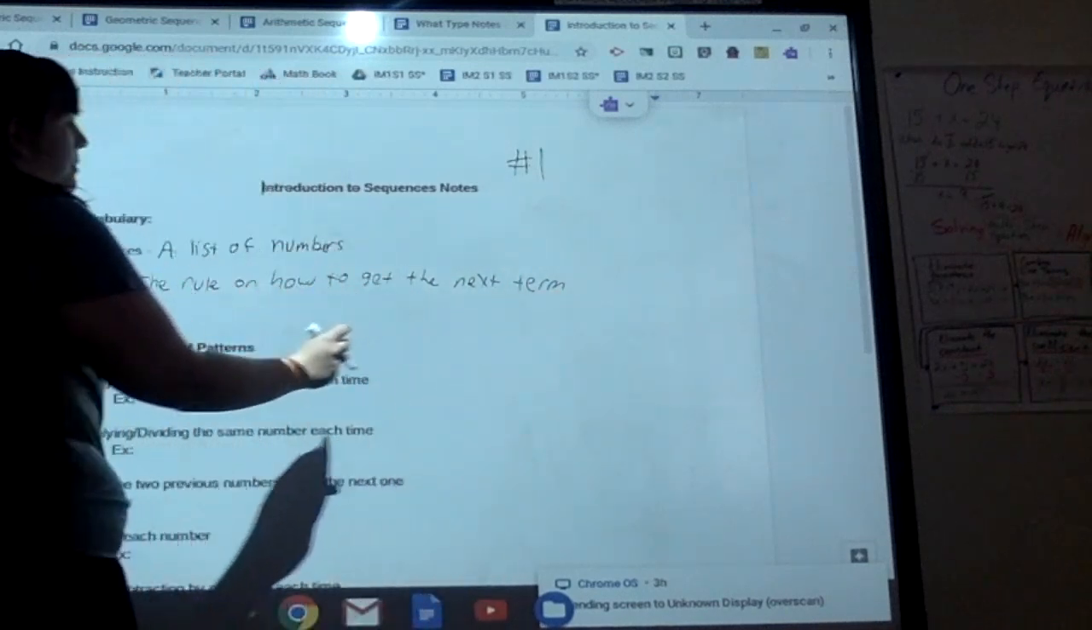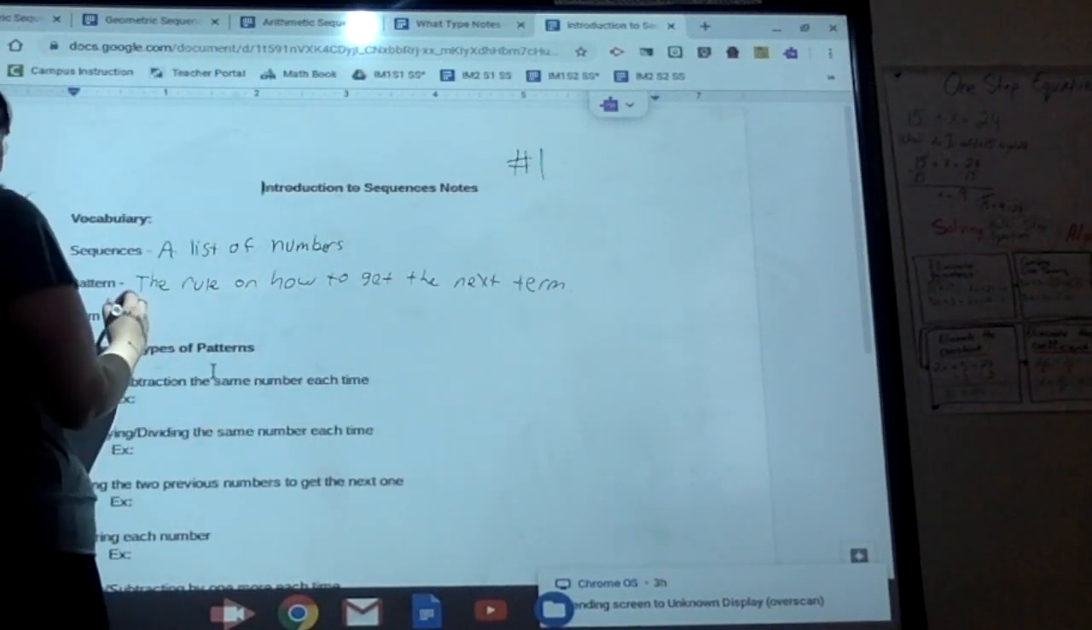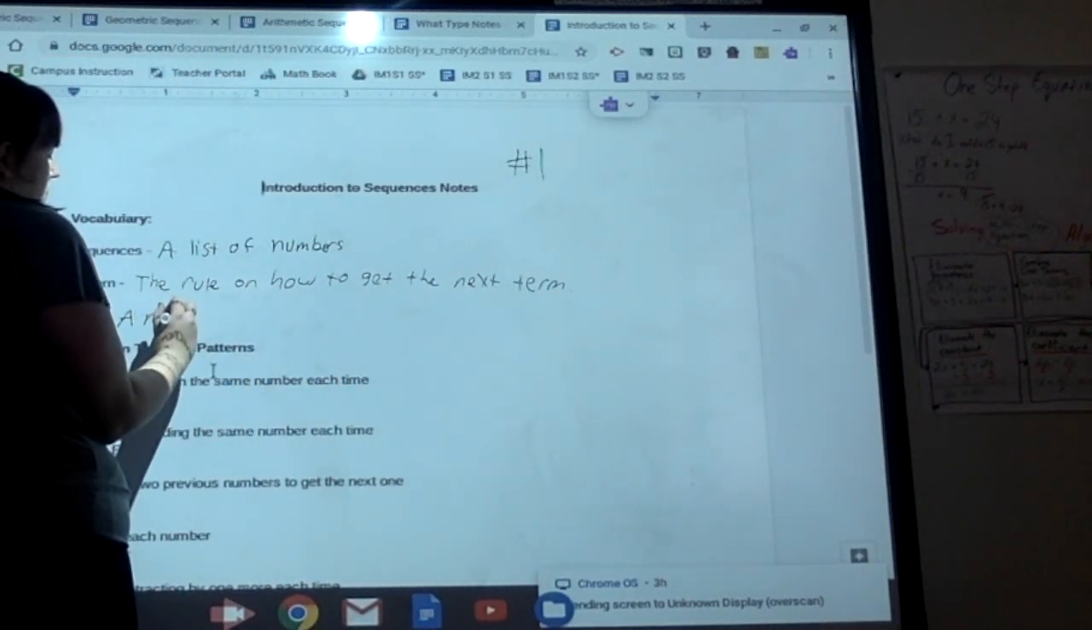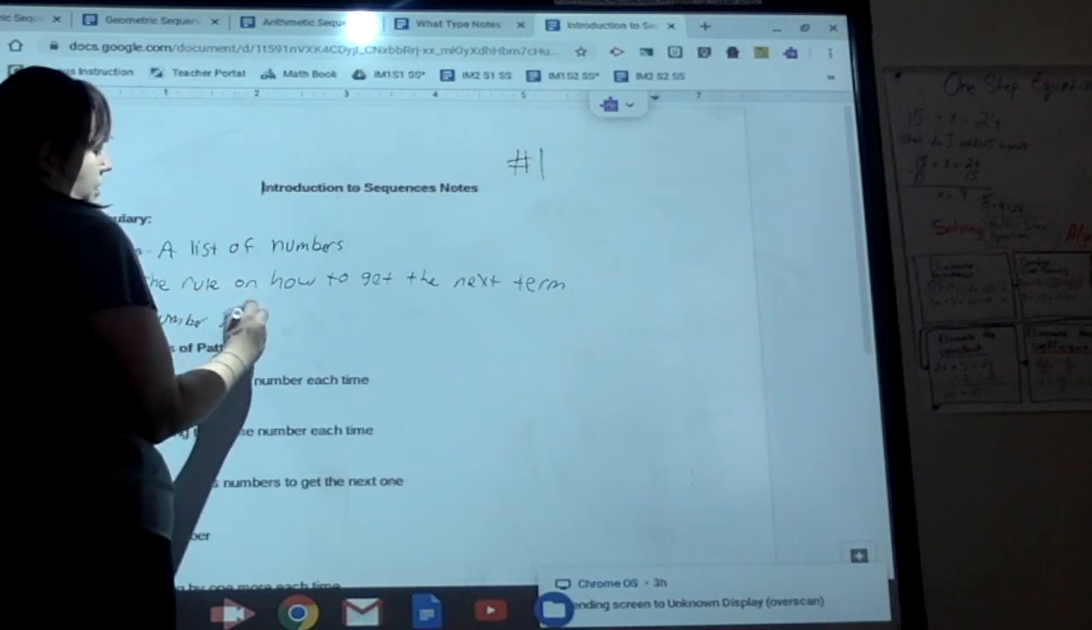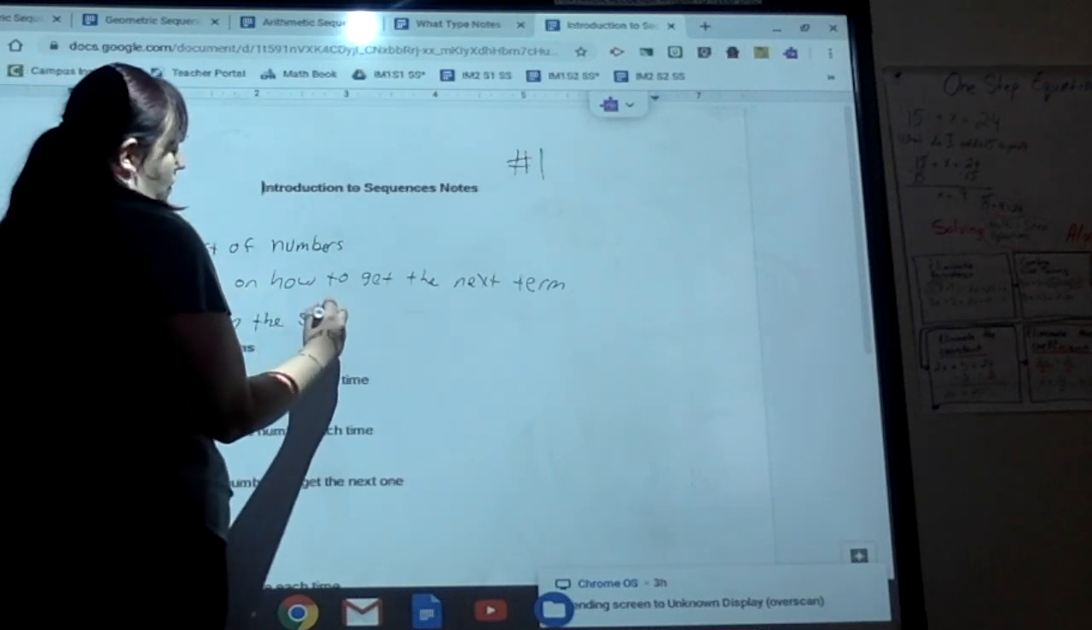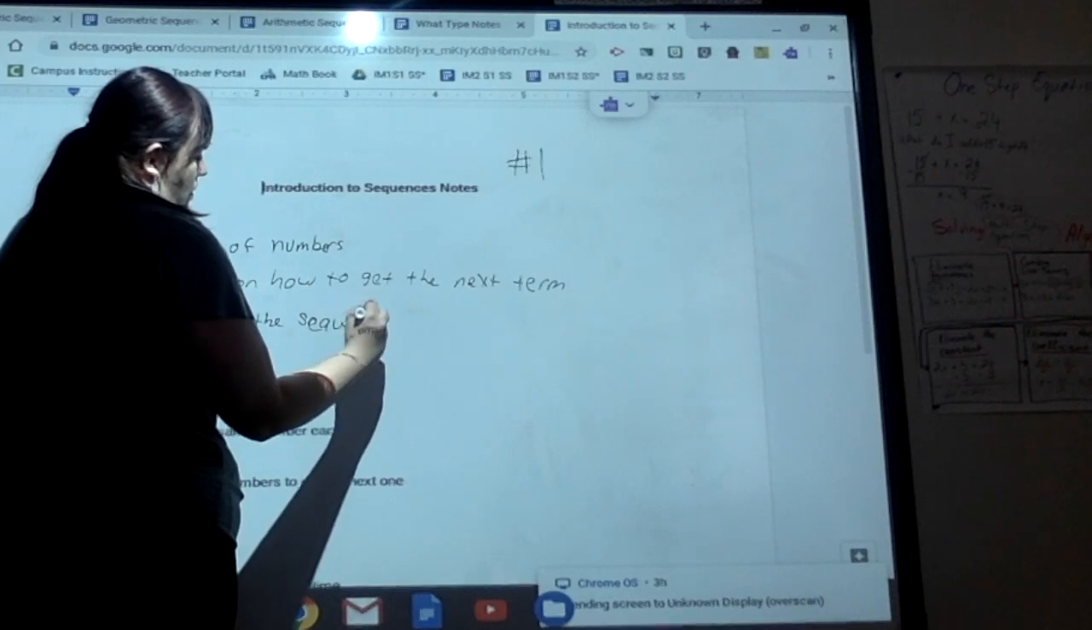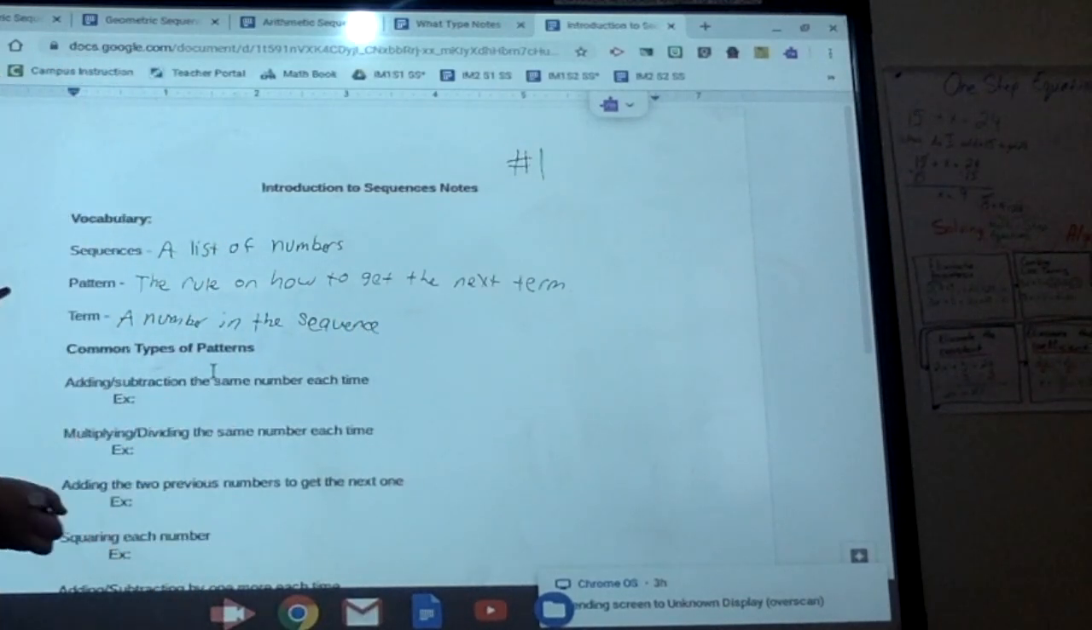And I use the word term. All a term is a number in the sequence. So a pattern is a rule of how to get the next number or the next term. I'm going to erase this.